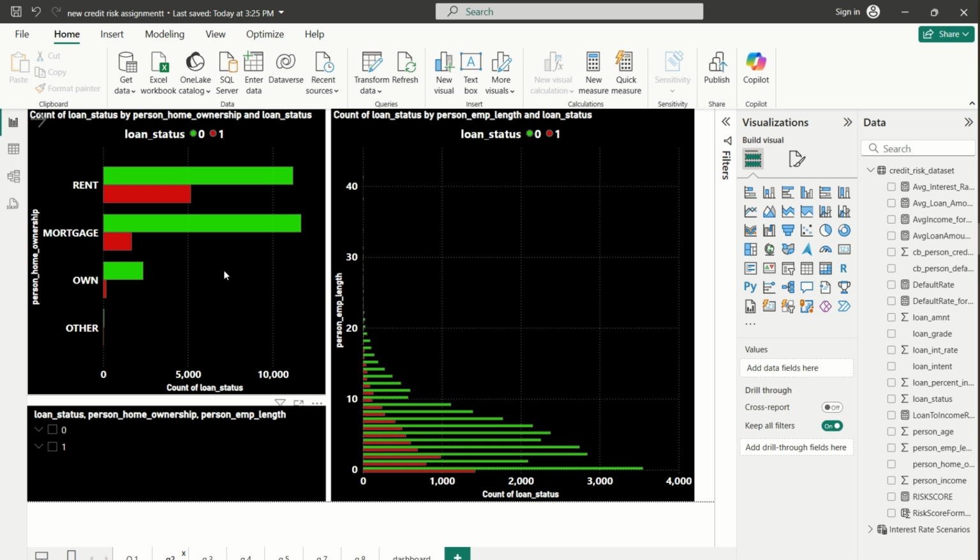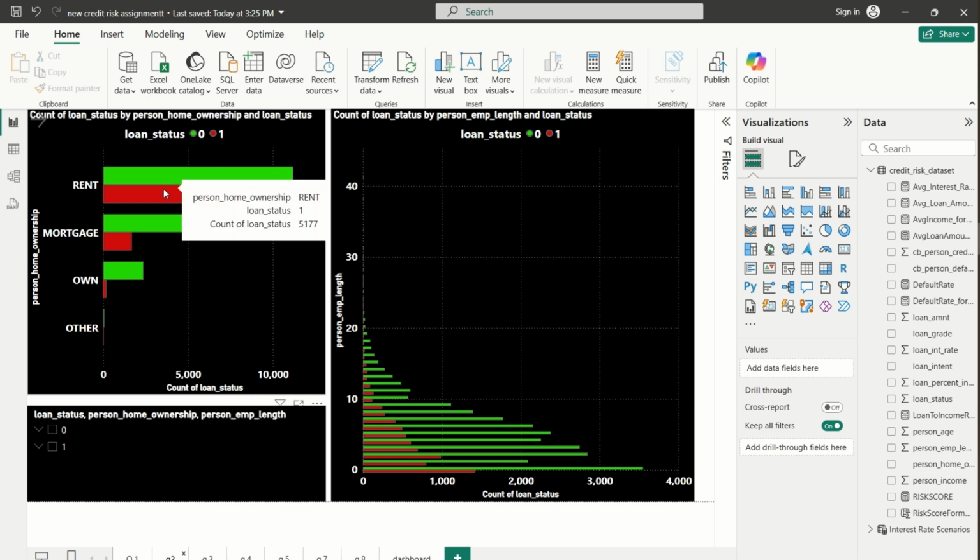First, we will see the first chart. On the x-axis, I have added loan status. On the y-axis, I have added person home ownership, which is rent, mortgage, own, other. And in the legend, I have added loan status. 0 is for non-default and 1 is for default. So you can see green color is for non-default and red color is for default.